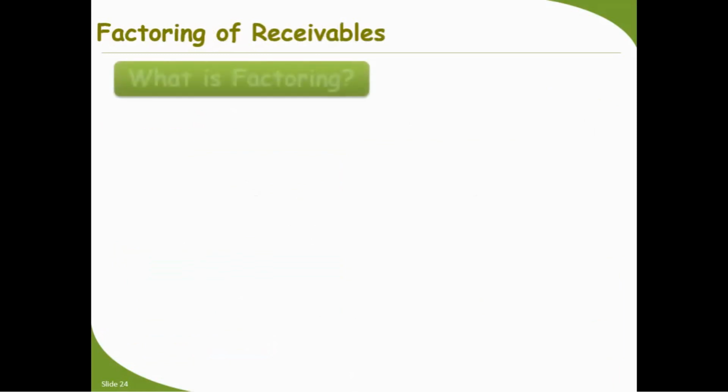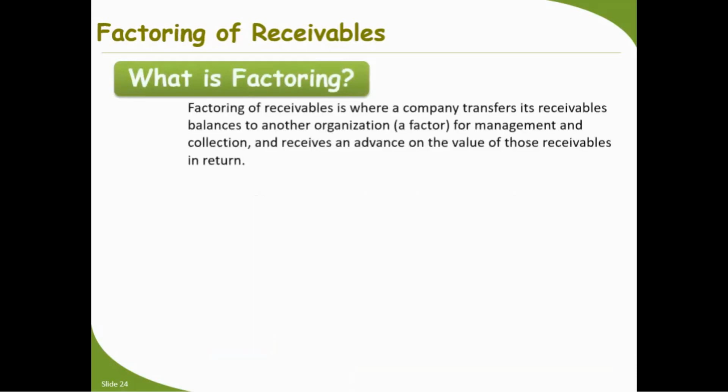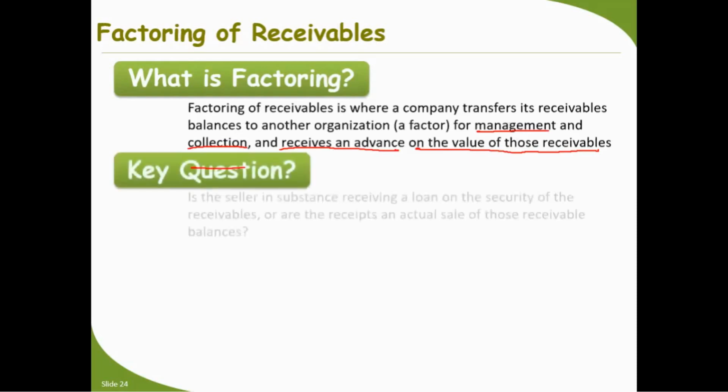Then we have discussion about factoring of receivables. First of all, what is factoring? This is an arrangement in which a company transfers its receivables to another company for three purposes: for management of receivables, for collection of receivables, and to receive in advance on the value of these receivables. You will get the amount in advance and allow that company to collect on your behalf from your client, and they will manage your receivables. This is called factoring.